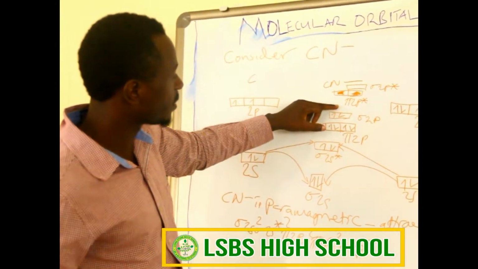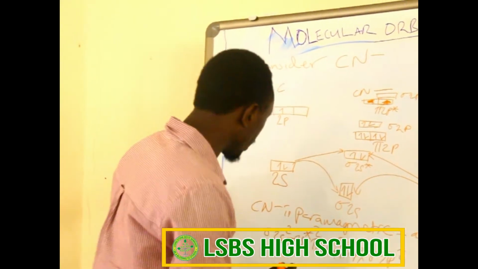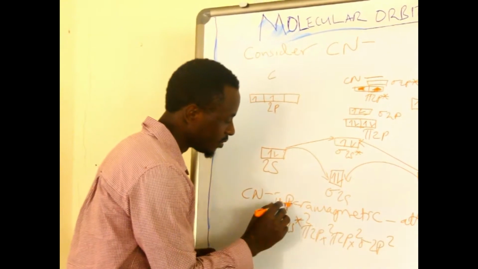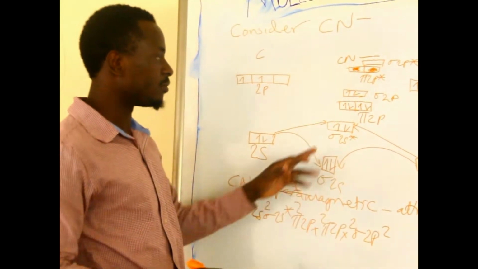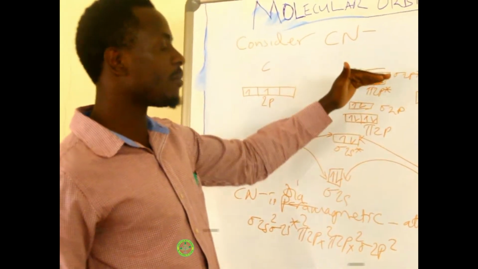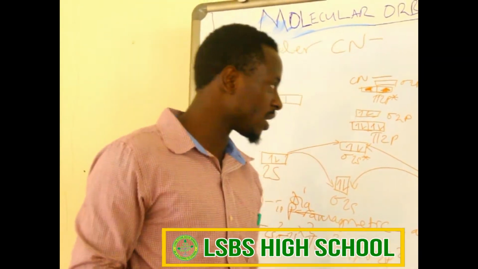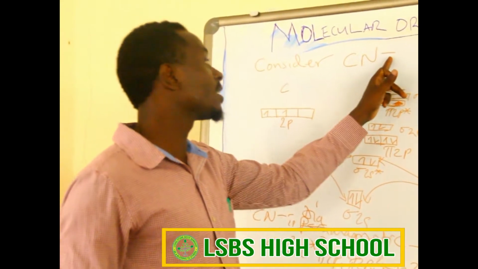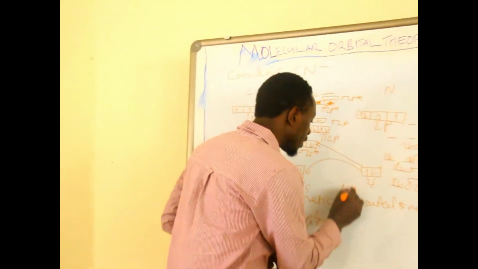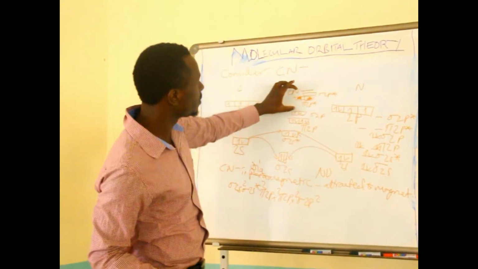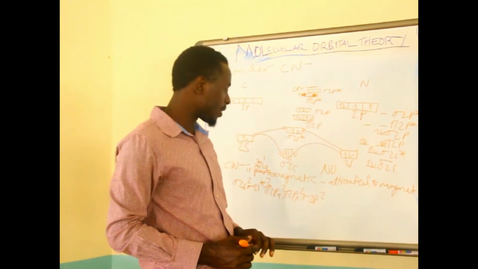And if they are at this one, this is not paramagnetic. Yes, it will only be diamagnetic, because all orbitals are paired. Hence, the magnet has no effect on the cyanide ion. No attraction to magnet since all orbitals are paired.